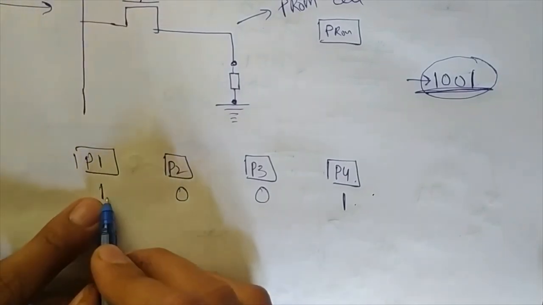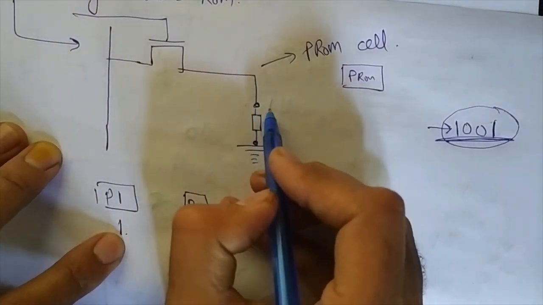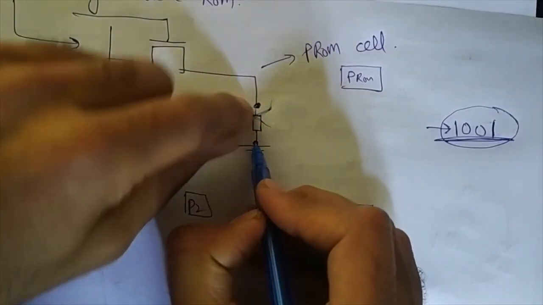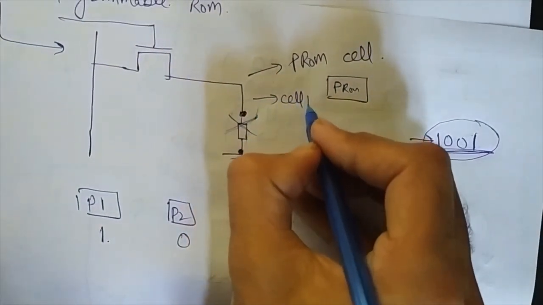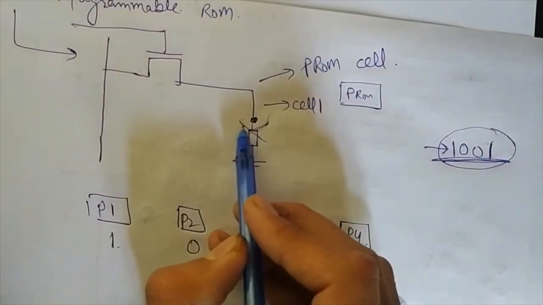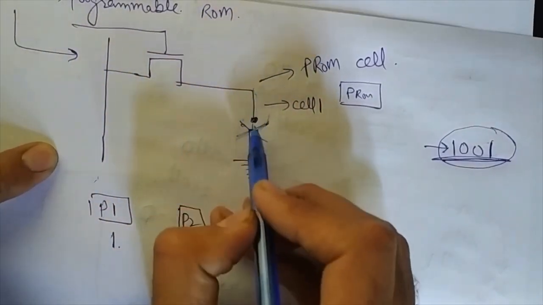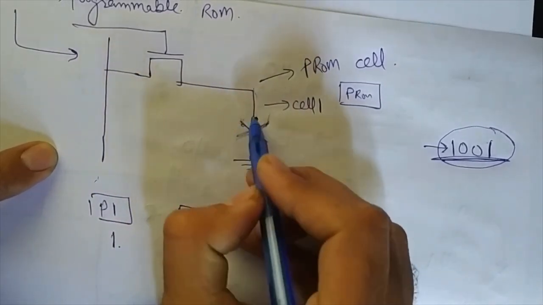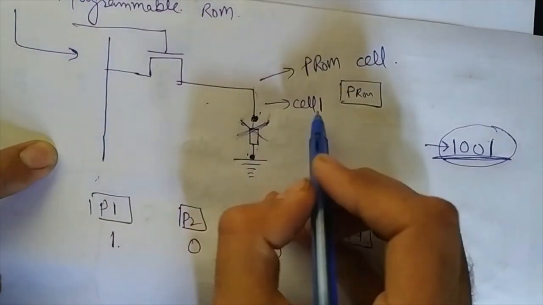Okay. So for storing 1, I am going to cut this circuit here. Because after cutting the circuit, these two points will get disconnected. So this will be equivalent to cell 1 that we have used in ROM. For disconnecting the circuit, I will send a strong charge through this line. That charge will break this fuse. Breaking this fuse means the circuit will get disconnected. After disconnecting the circuit, this cell will always store 1.